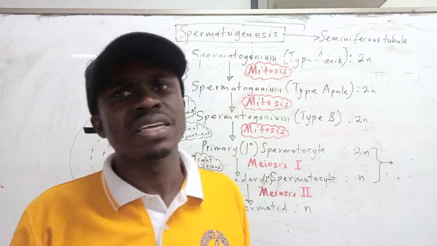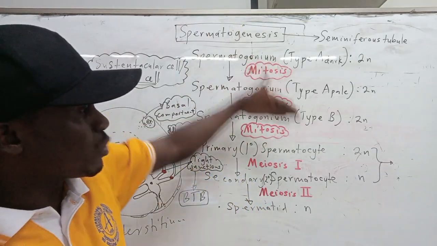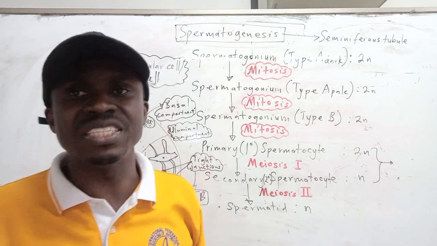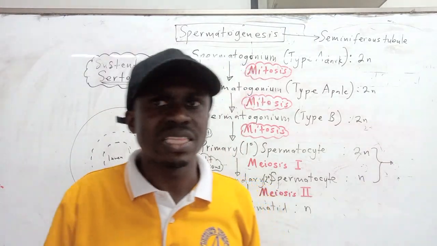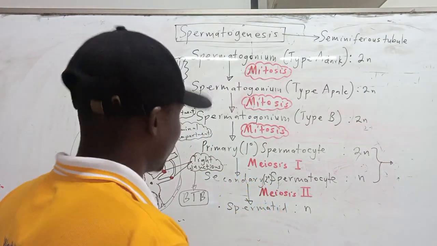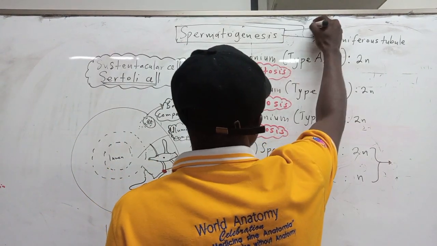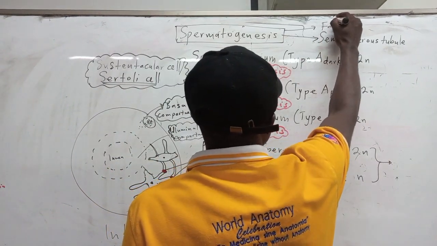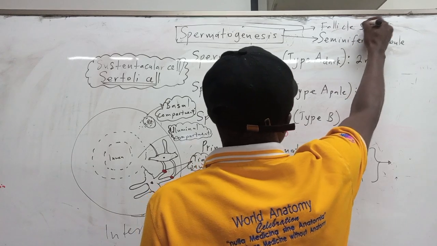Now, my friends, from spermatogenesis, what hormone is responsible for all these processes? The hormone that I want you to be aware of is called follicle stimulating hormone.